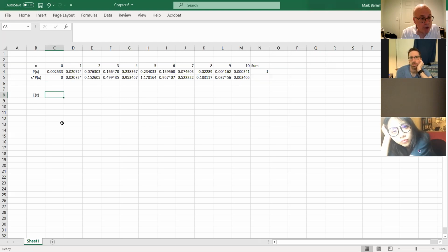And then the E of X is just the sum of that. So we'll just say equal to sum. And then we'll just take the sum of all these X times P of X numbers. And that's our expected value. That's our mean, 4.5. This is sort of a weighted mean, isn't it? It's a weighted average because each of these values has its individual probability, and you can also consider these probabilities to be weights. So this is a weighted average, okay?